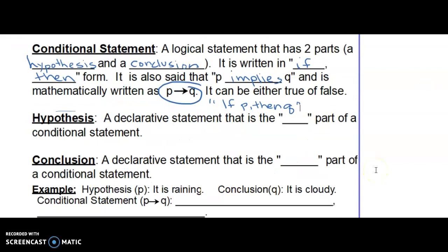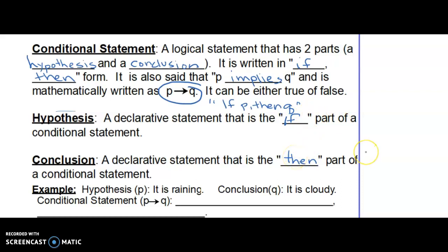All right, so the hypothesis is the first part of the conditional statement, and it is the if part. So if hypothesis, okay? And the conclusion of a conditional statement is the then part. So the hypothesis will be in the first part, the conclusion will be in the then part.